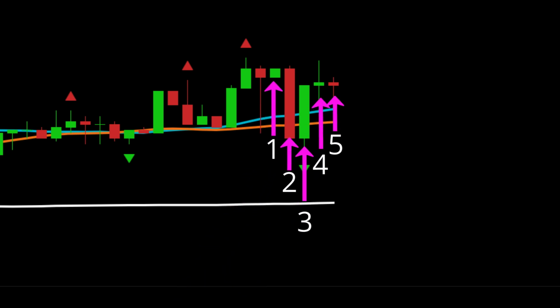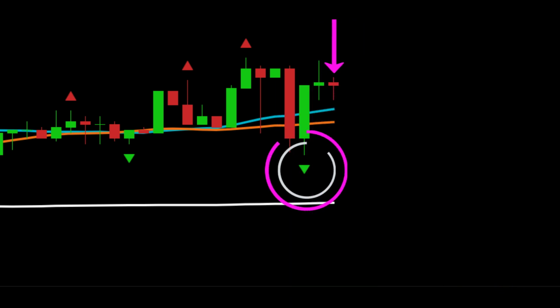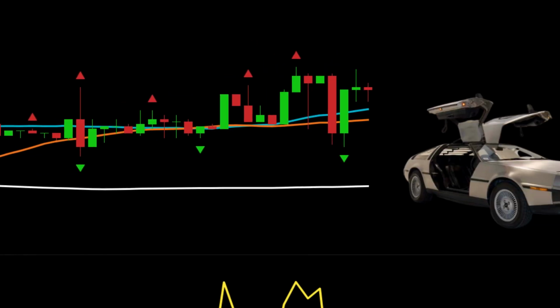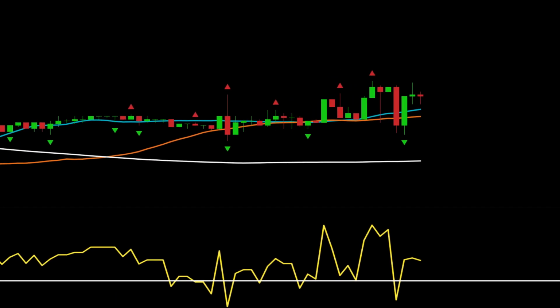However, at default settings, the fractal will not appear until the close of the second candle after the signal. For example, this fractal will not appear on the chart until the close of this candle. For this video, I am going to test this system without the benefit of time travel. Let's go over rules and review some examples.